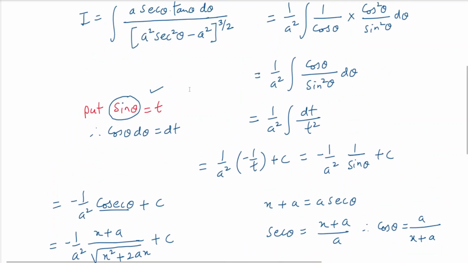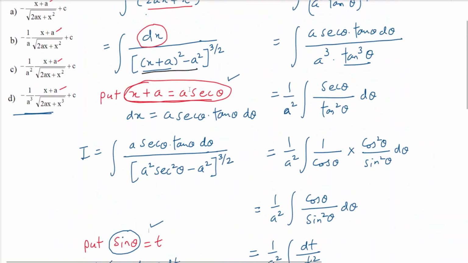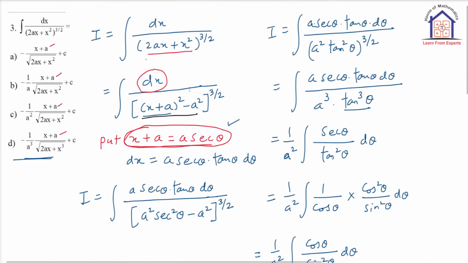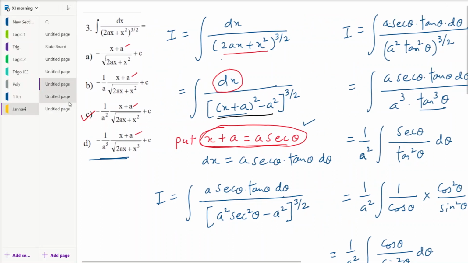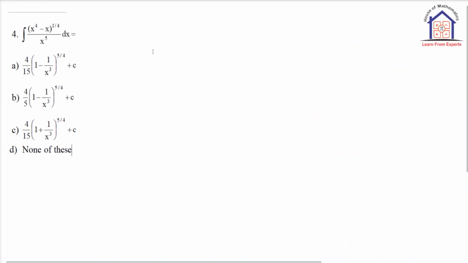So the answer is minus 1 by a square x plus a upon x square plus 2ax. So this is the option C here, minus 1 by a square x plus a upon 2ax plus a square plus c. So this is the third integral having the typical substitution. Now students, we will solve the next fourth question, number 4 here. This is again having some special or typical integration, but this question is not so much difficult like the first three. This is also a very simple question.